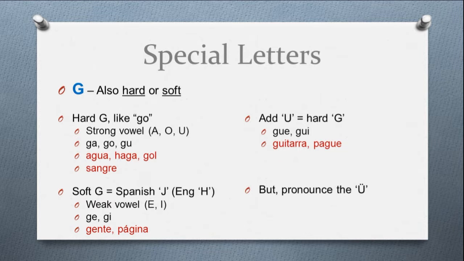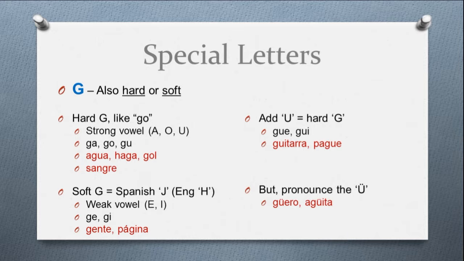Now what if you see a U with two little dots over it? Well, that means that a U that would have otherwise been silent is now pronounced. So you say guero or agüita. If it didn't have those two dots, you would have said guero or aguita.